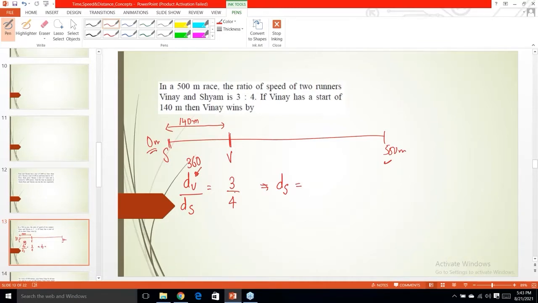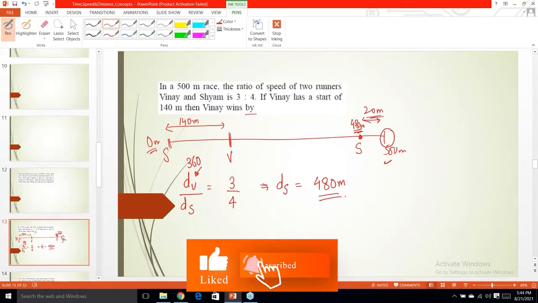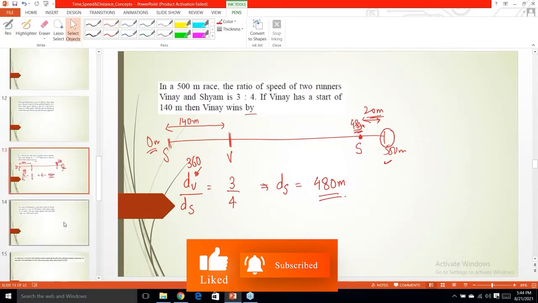So let's calculate. This is 360 into 4/3, which is 1440/3, which is 480. It comes out to be 480 meters. So Sham has traveled 480. By the time Vinay reaches here, Sham would have reached this point, the 480 meter mark, which means Vinay wins by this distance, which is 500 minus 480, which is 20 meters.